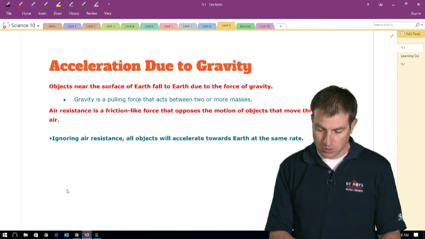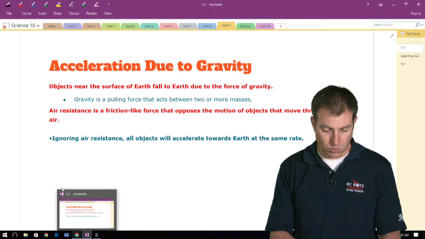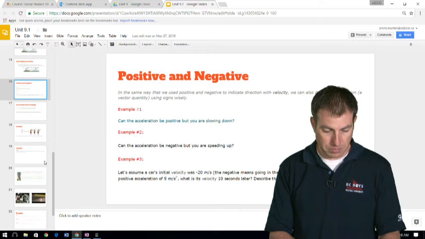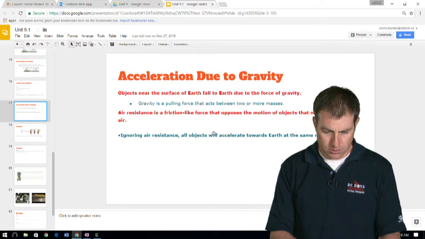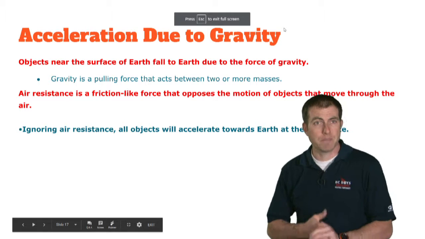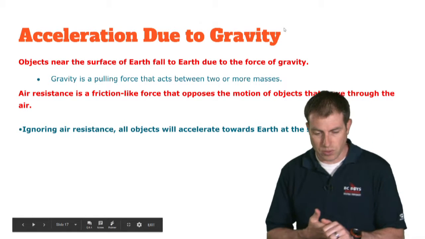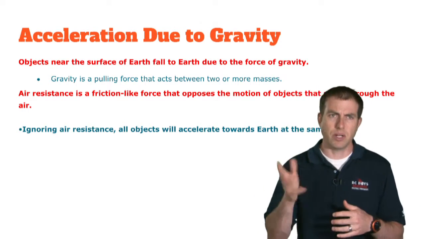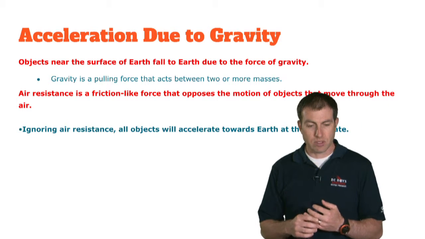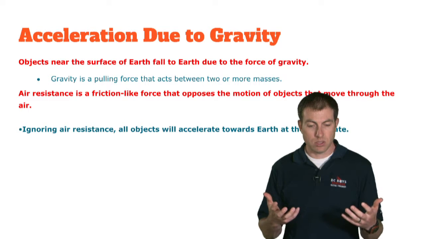Let's talk about some acceleration due to gravity, and then we'll call it a day. I know that's a lot of stuff to make it through, but you've got to get through it. All right, so objects near the surface of Earth fall to Earth due to the force of gravity. We already talked about this a little bit. We talked about G-force. Gravity is a force that acts between two or more masses.